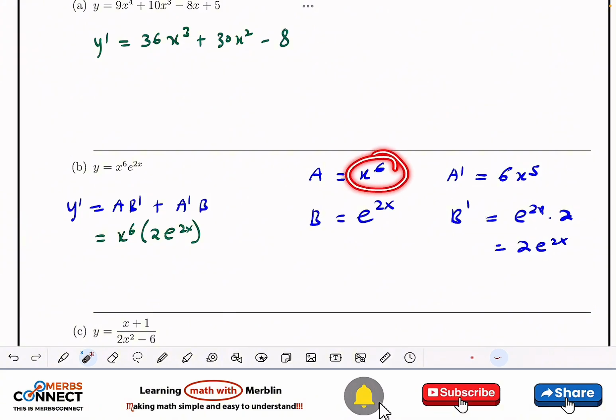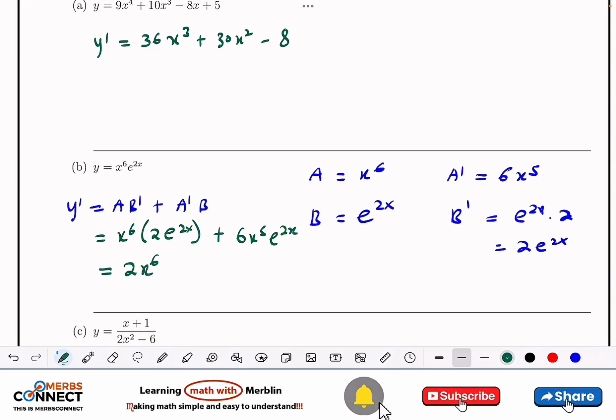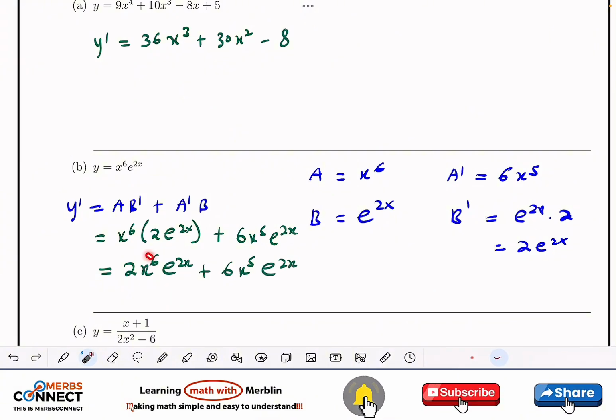This is a prime, this is b prime. So we have it here: a prime is 6x to the power 5, and b is 2x. So a prime and b. Simplify that, and we have 2 out, 6 e to the power 2x plus 6x to the power 5 e to the power 2x. So this is what I'm going to get.